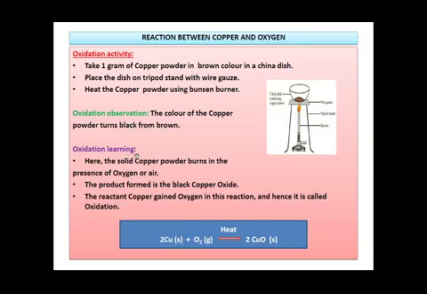What are the learning outcomes which are observed? Here the solid copper powder burns in the presence of oxygen. You can see in this reaction, copper is combining with the oxygen present in the air in the presence of heat, and copper oxide is formed. This copper oxide is black in color. Since copper is adding oxygen to itself, this reaction is an example of oxidation and copper oxide is formed.